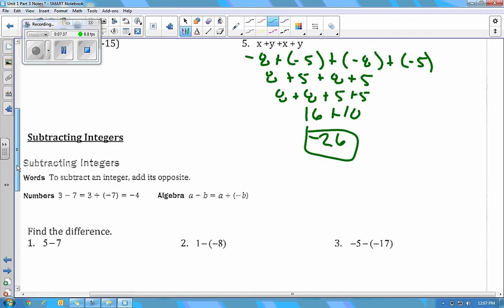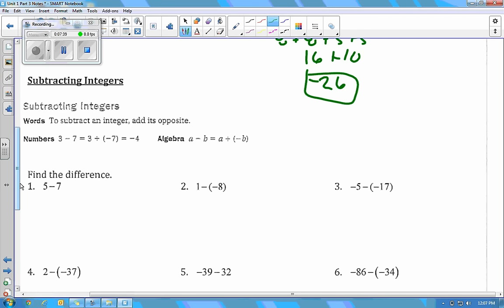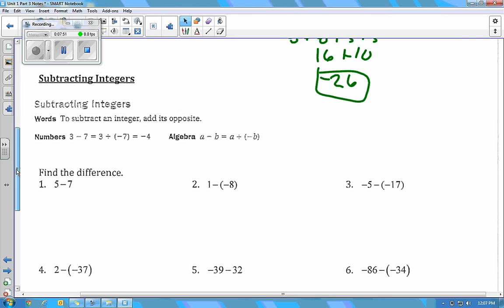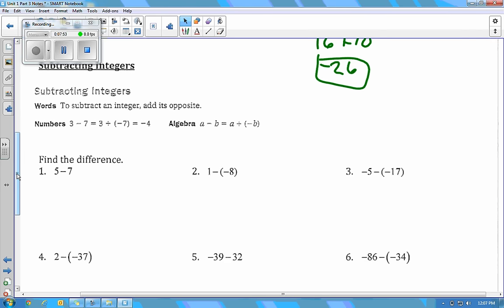Okay. Moving along, we're now on subtracting integers. Now, the rule for subtracting integers is, just real quick, to subtract an integer, you add its opposite. So we're going to take subtraction and turn it into addition, and then you're applying all the rules we just did for addition. So this should be reviewed, but here's what I mean by that.